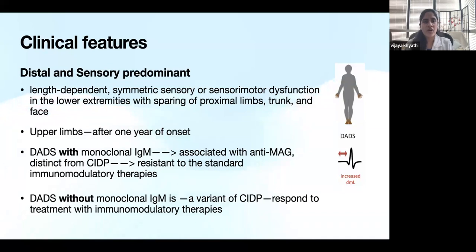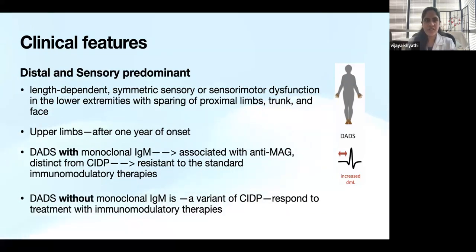There is another type called distal and sensory predominant. It is length dependent, symmetrical sensory and sensorimotor dysfunction, which is more commonly seen in the lower extremities. If it happens in the upper extremities, it usually happens late in the course, and it spares the trunk and face.